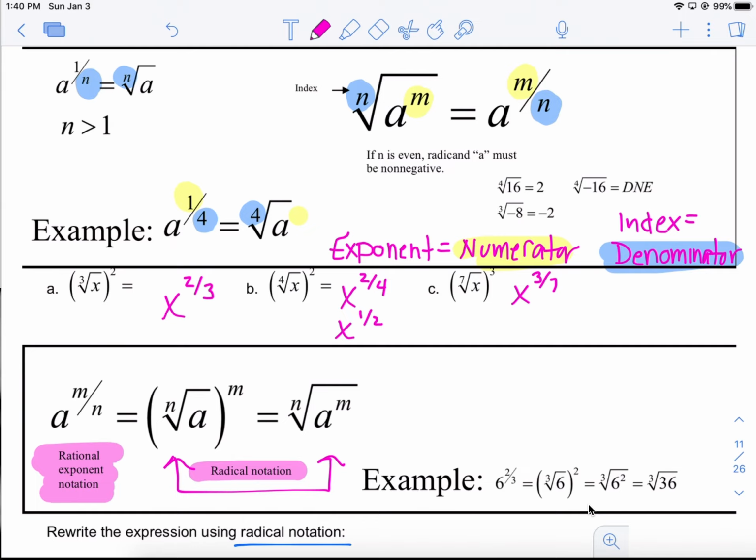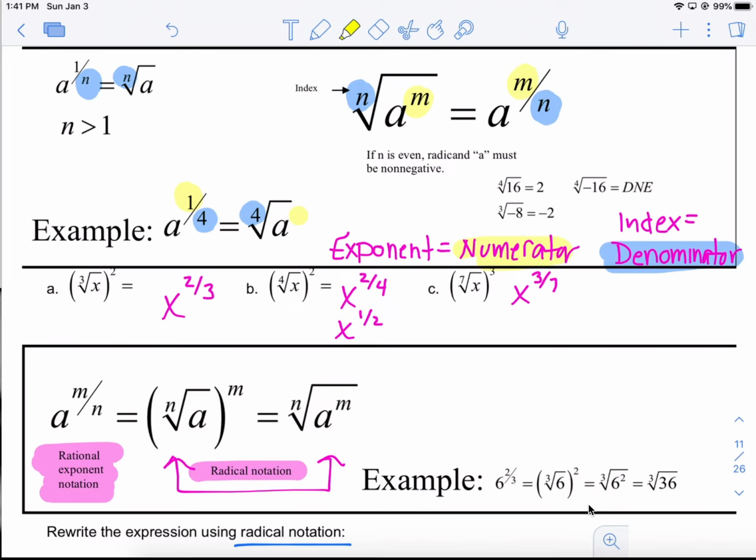Perfect. Okay, so the first thing you need to know is when you're moving back and forth between rational exponents and radicals, the exponent, whatever your power is, is going to be the numerator of the fraction. Whatever your index is, like the third root, fourth root, fifth root, whatever type of root you have, that's your denominator. So a square root would have a denominator of 2.